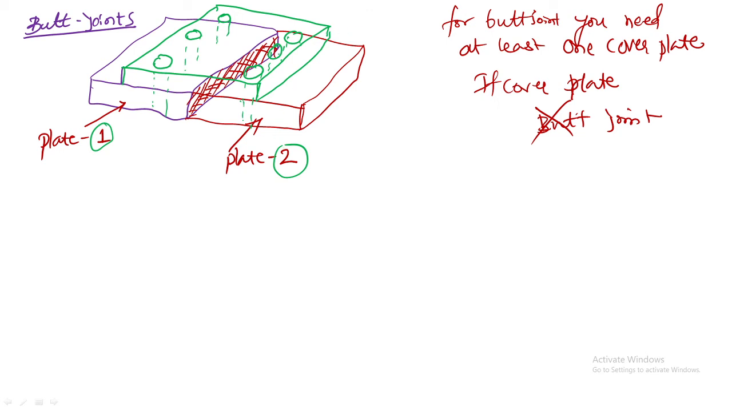Now you just look out. In a butt joint, how many rows do you get? You get 2 rows, one for plate 1, one for plate 2. Then riveting is done. Now connection is done. Now this is the cover plate. If you do it on only one side, what will happen here? Plate 1 is connected to the cover plate only.